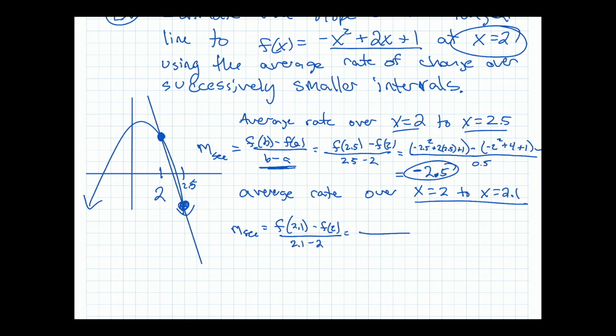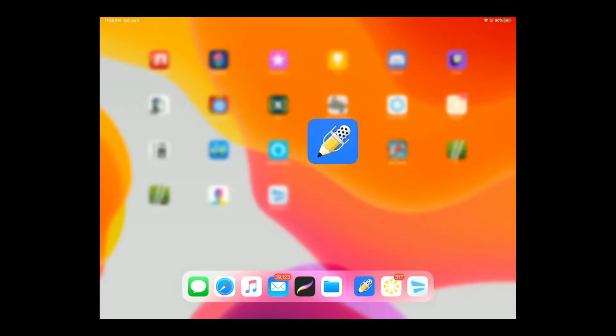So bottom we got 0.1, top we got some stuff. Some things you can cheat at, right? f of 2 is the same thing it was last time. So it's going to be 1, and you got to plug a 2.1 in there. So you have negative 2.1 squared plus 2.1 plus 1. Head back over here.